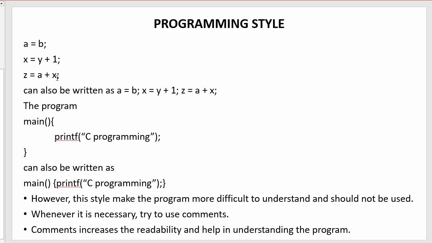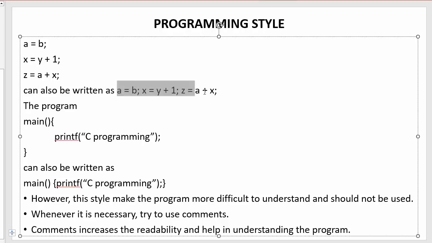We can easily understand. But these three instructions can also be written as a equals b semicolon, x equals y plus 1 semicolon, z equals a plus x. So you can write these three instructions in this way too. But just looking at these three instructions written in one line, you can clearly say that they are not at all readable and easy to understand.